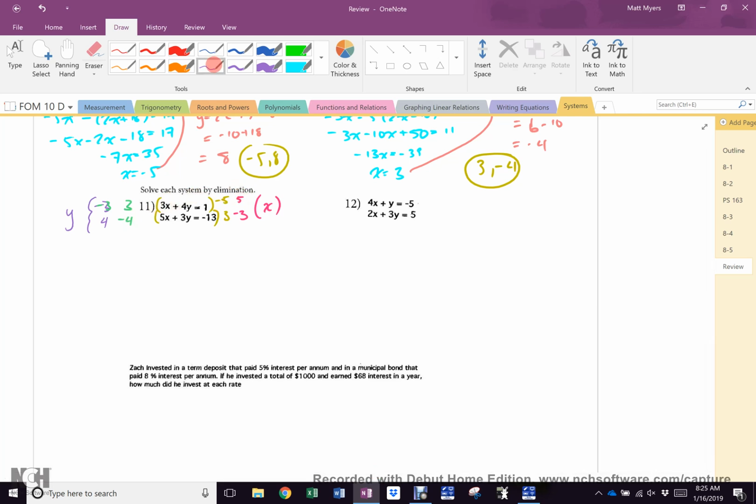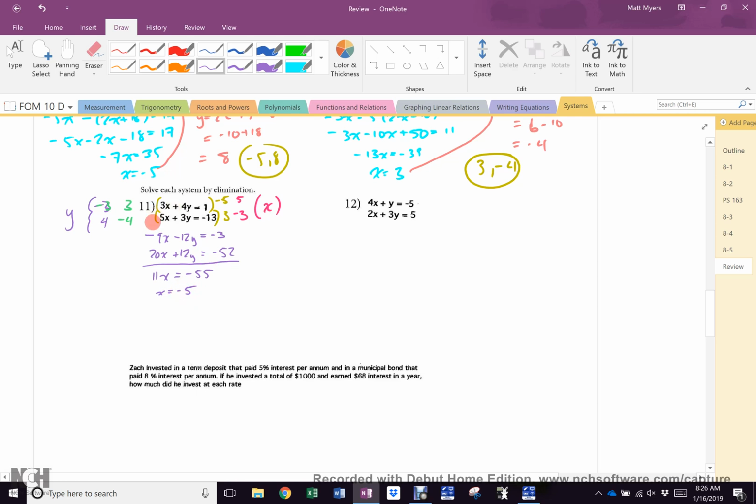I've still got purple in the pen, so I'm going to do this one and get rid of the y's, which gives me negative 9x minus 12y equals negative 3, and 20x plus 12y equals negative 52, which then gets me 11x equals negative 55, x equals negative 5.